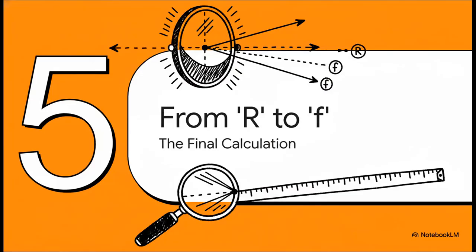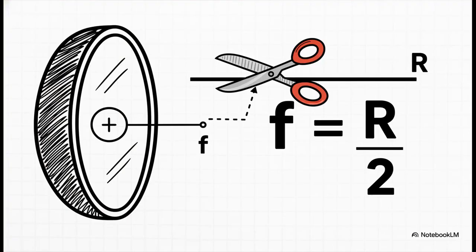So we've done all the hard work. We used a lens and a clever trick to measure the radius of curvature, r. You'll be happy to know that the final step, to get the focal length, f, is actually refreshingly simple. For spherical mirrors, the physics gives us this beautiful, direct relationship. The focal length, f, is simply half of the radius of curvature, r. All that setup, all that careful adjustment, and it all boils down to one easy division.